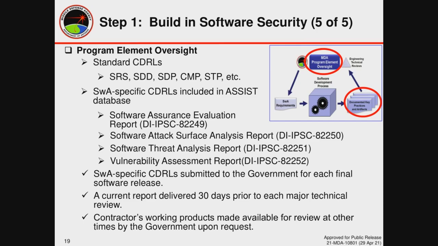We actually go a little bit further from those standard CDRs that are part of every software development effort. We improve the government's oversight role by defining specific software assurance CDRs to capture the results of software assurance activities. We defined four of them. They're the Software Assurance Evaluation Report, the Software Attack Surface Analysis Report, the Software Vulnerability Assessment Report, and the Software Threat Analysis Report. These CDRs are defined in our data item descriptions that feed and work with one another. And we've incorporated the CDRs into the ASSIST database so that all of our contractors have access to them.